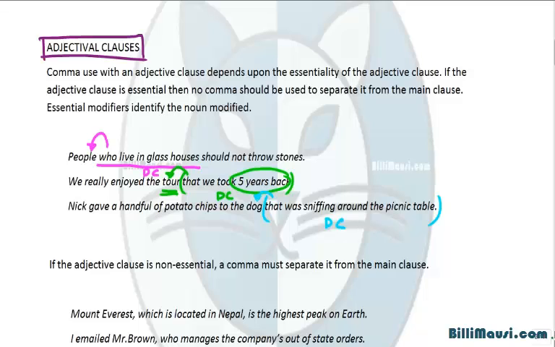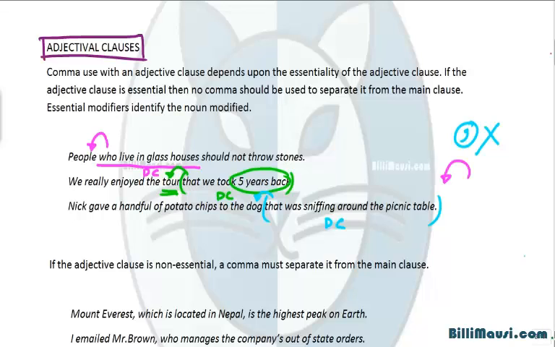So Nick gave a handful of potato chips to that particular dog that was sniffing around the picnic table. There could have been more dogs around, so this was to specify. So now you must have understood that whenever you have to add an essential adjectival modifier or a clause, you need not put a comma. A comma is not required, and it always identifies with the noun preceding the clause.